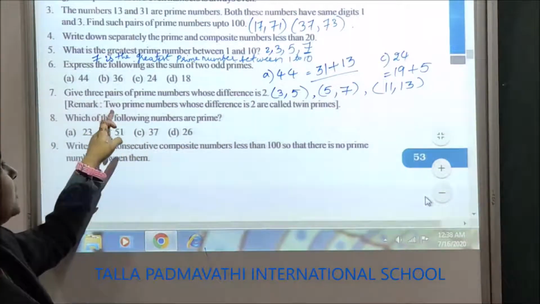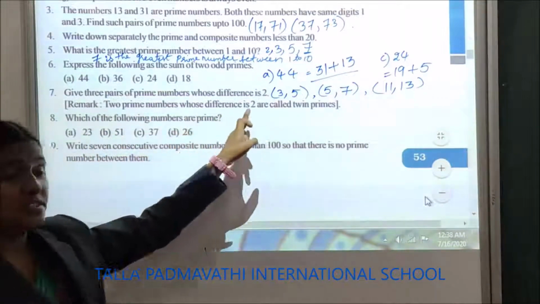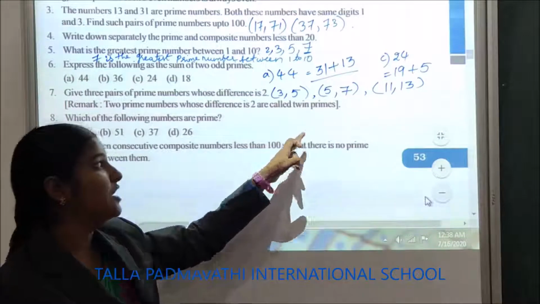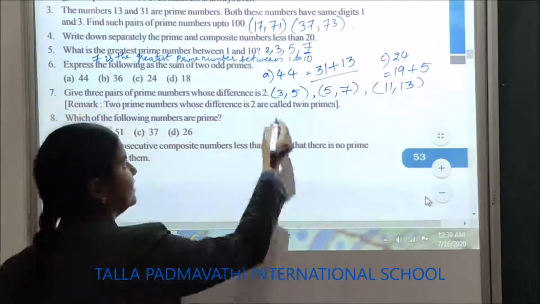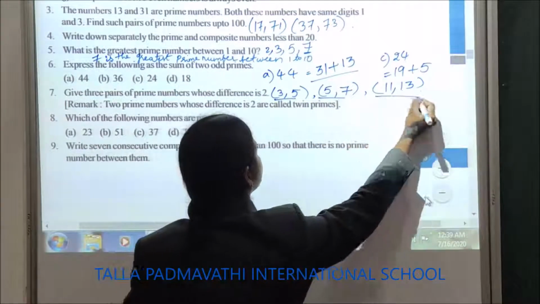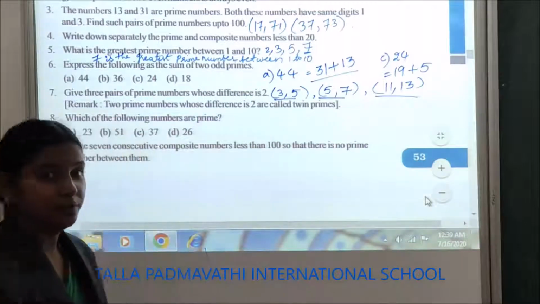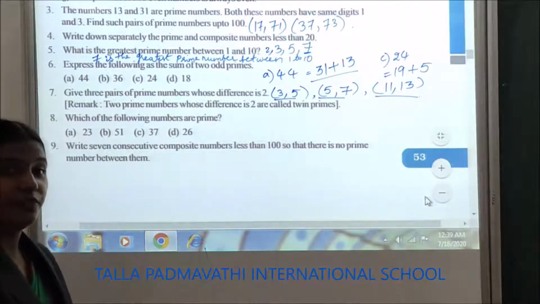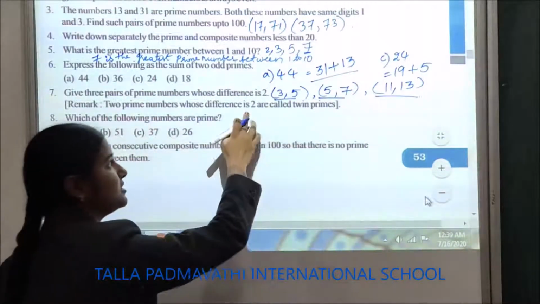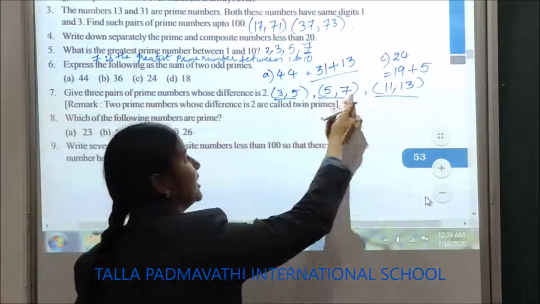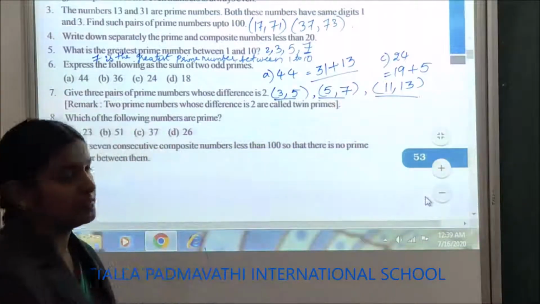And see here children, 2 prime numbers whose difference is 2 are called twin primes. So we got that these are twin primes. Why? Because the difference between the prime numbers is what? 2. So we can call them twin primes.